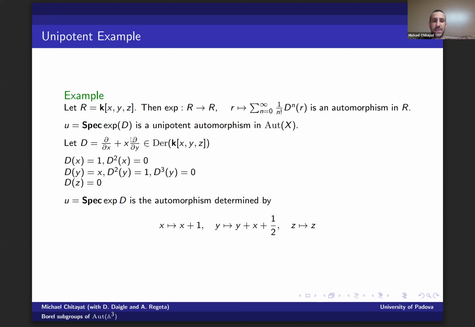Generally, if you're given a derivation, you can calculate what this looks like relatively straightforwardly. So here we have a derivation, we apply it to x and then to 1. So we obtain dx equals 1, d squared x equals 0. We do the same thing by applying it to y and then to z. And then we run this formula here and we see where x gets mapped to, where y gets mapped to, where z gets mapped to. This is an automorphism of our ring, and the corresponding automorphism of the variety is the unipotent automorphism determined by D.